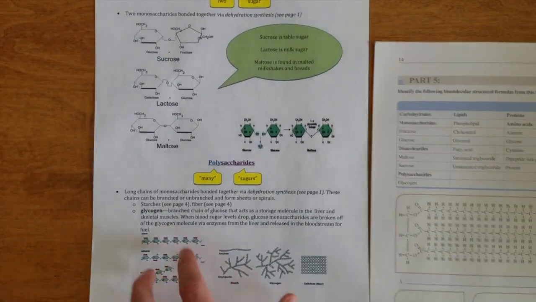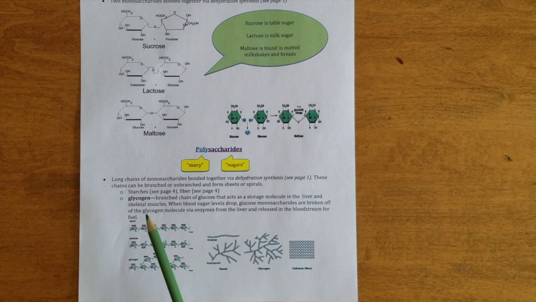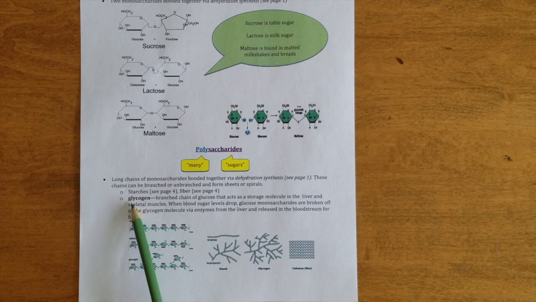Now let's take a look at polysaccharides. Poly means many, saccharides, sugar. So these are just big long chains of those monosaccharides that we were just talking about. Starches and fiber that we talked about earlier fall under this category. But the big one to pay attention to for this class is glycogen.